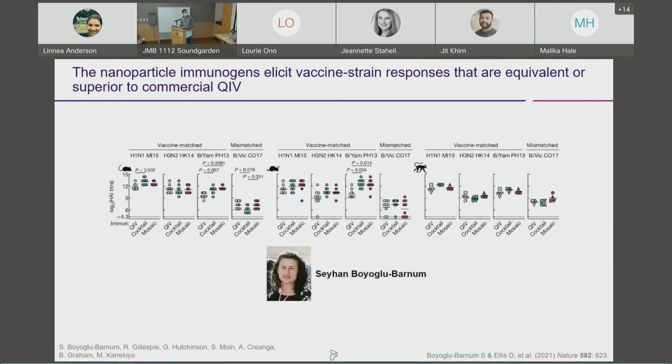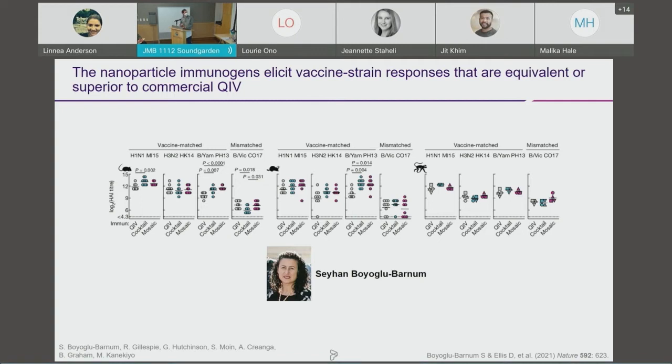So then Seyhan in Masaru's group at the VRC did a series of immunogenicity studies in mice, ferrets, and non-human primates to evaluate the performance of these nanoparticle vaccines. And we were comparing them to, again, commercial seasonal vaccines that had the same hemagglutinins in them.